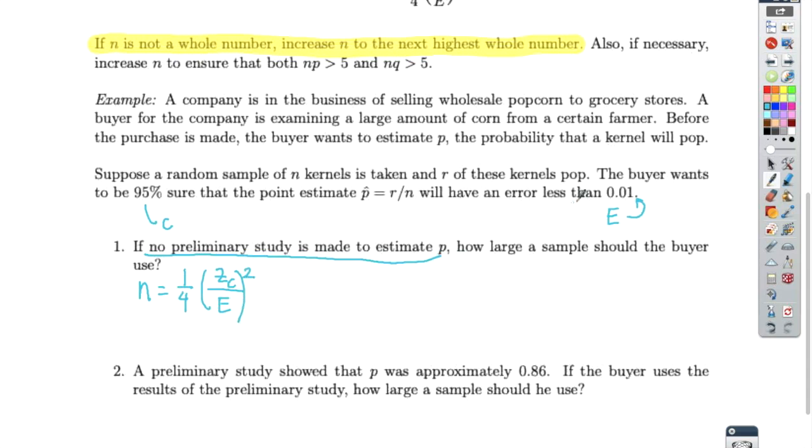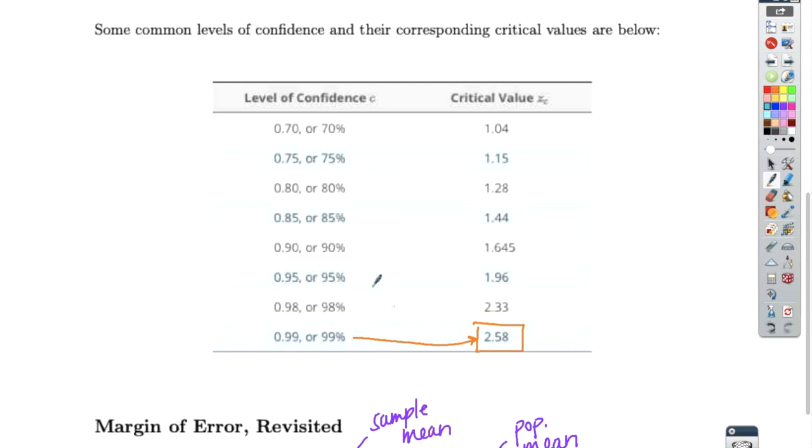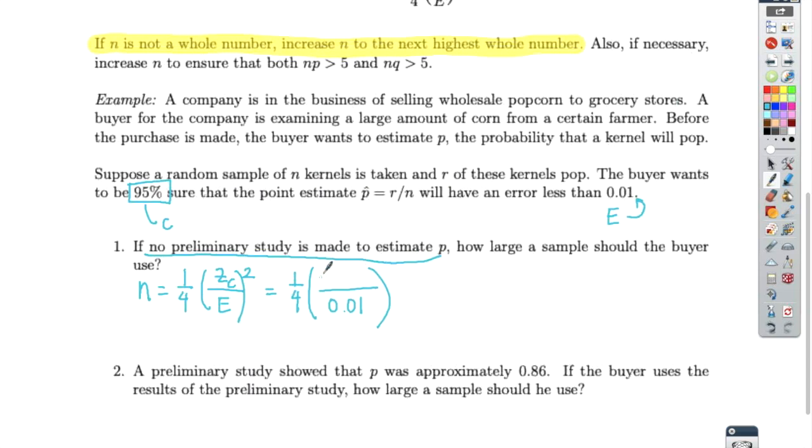Now, I already know the error. The error is 0.01, so I'm going to put that in the formula. The last thing I need to do is figure out this critical value, and the critical value only depends on the confidence. Going back to my 8.1 notes, 95% confidence goes with a critical value of 1.96. So there's my z sub 0.95 in this case. What did we say, 1.96? Yes. And then this quantity is squared.